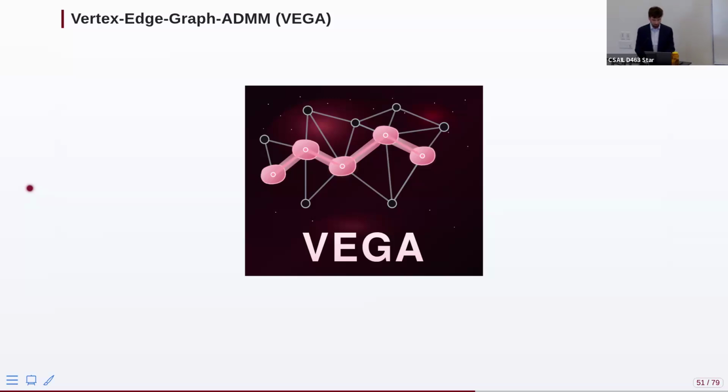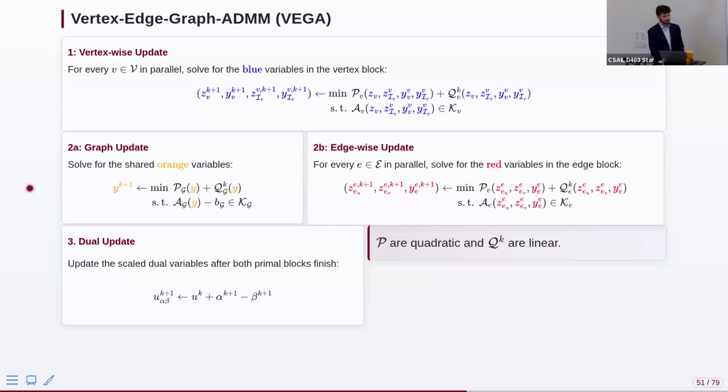Can you go back to the previous slide? Yeah. So when you say the graph problem tends to be much smaller, what are you talking about? I'm saying that the graph problem has one variable at every vertex and one variable at every edge, but the conic programs can have tens to hundreds to thousands of variables at every vertex or every edge.